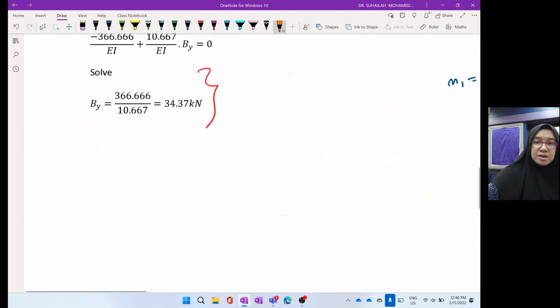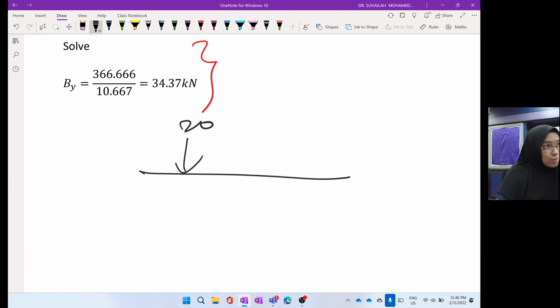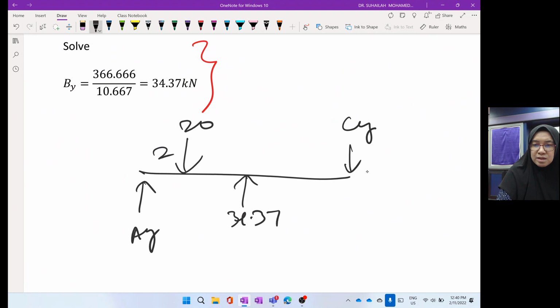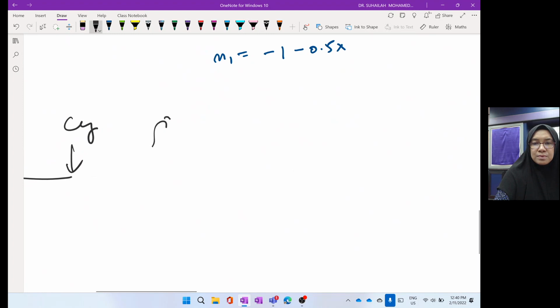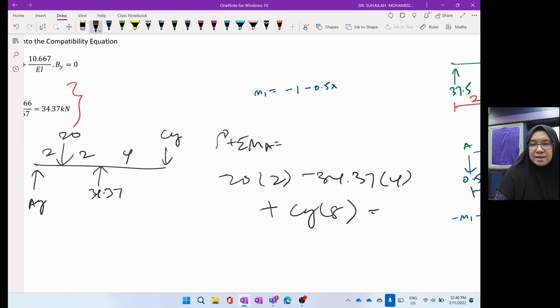Okay, you have two options. Having got this, you can do it like this. This is 20, right? Put BY here, 34.37. Put CY here, AY here. So this is 2, this is 4. Then you take moment at A. Moment at A: 20 times 2 minus 34.37 times 4 plus CY times 8 equal to 0. So you get CY. This is the old way, the conventional way, using the equilibrium equation.